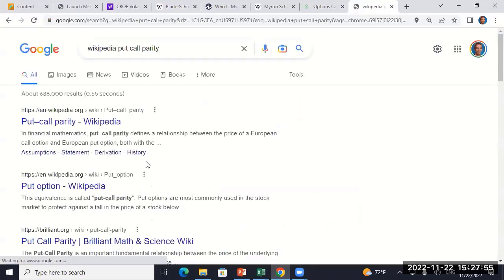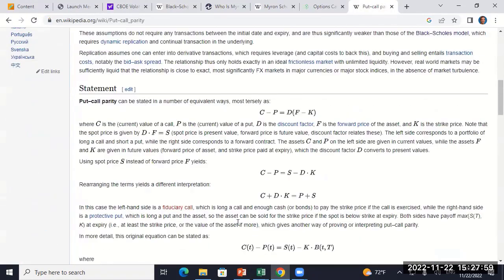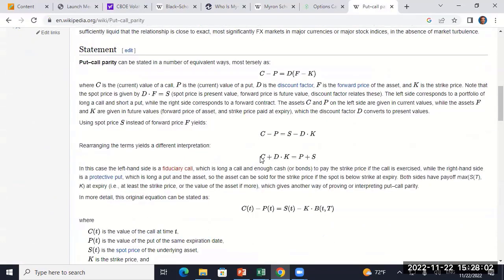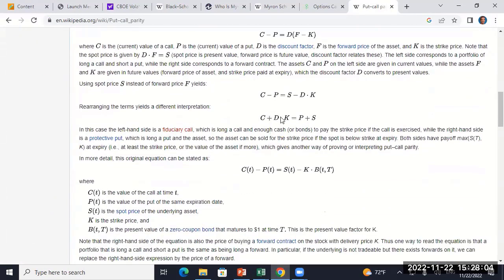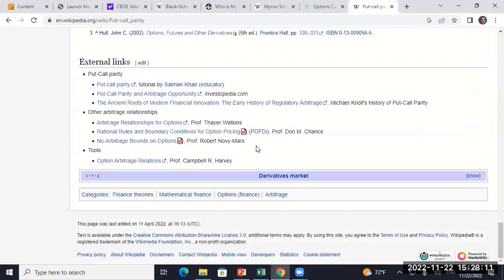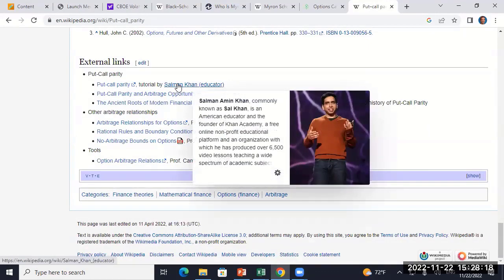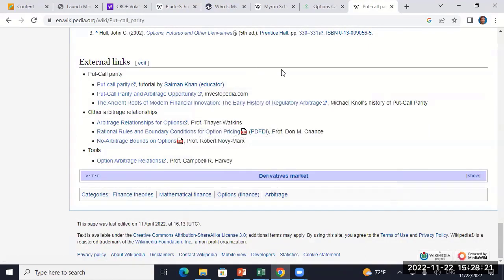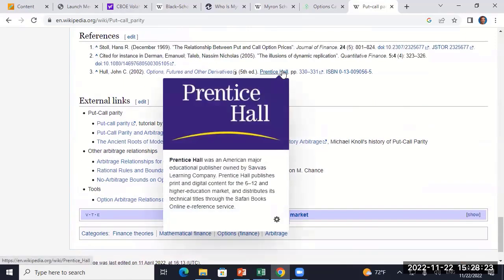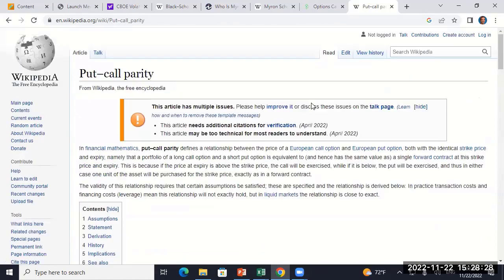I don't know why it's put-call parity, not call-put parity. Does this look familiar? C plus DK equals P plus S. They go into quite a bit of discussion about the implications, and the wonderful thing is they've got links all over the place. Even Khan Academy, you all know him, right? He probably has a whole video on this, or 20 videos of 3 minutes each. So it's an important concept in finance.